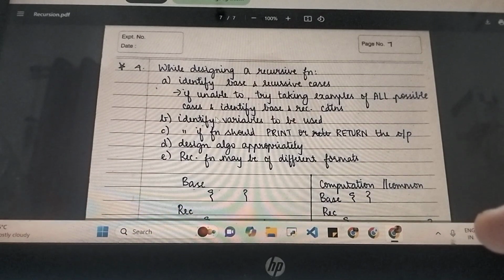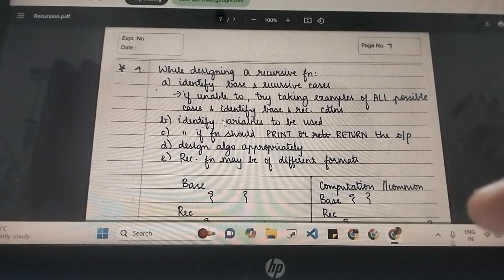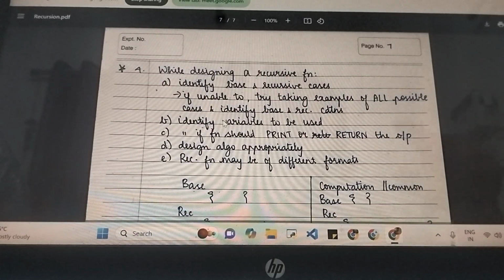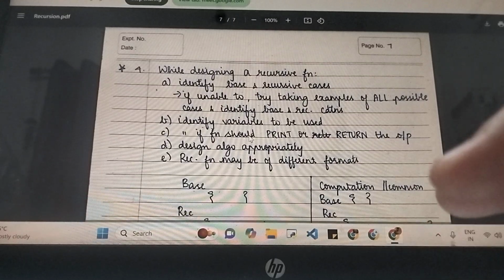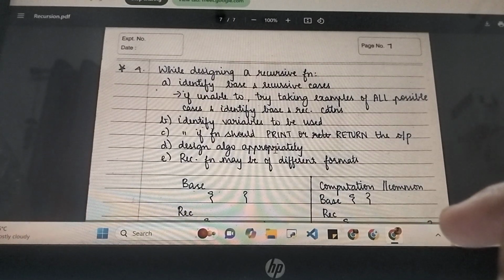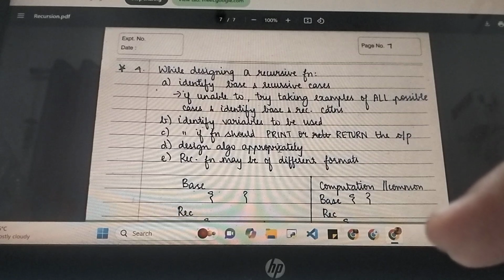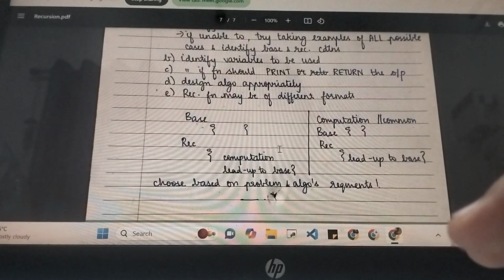And then identify what variable should be used. As in, if it is a sum, I'll initialize s as 0. If it's a factorial question, I'll initialize f equals 1. That kind of stuff. Identify if the function should print or return, and design the algorithm appropriately. That again, we looked at what is the difference between print and return.